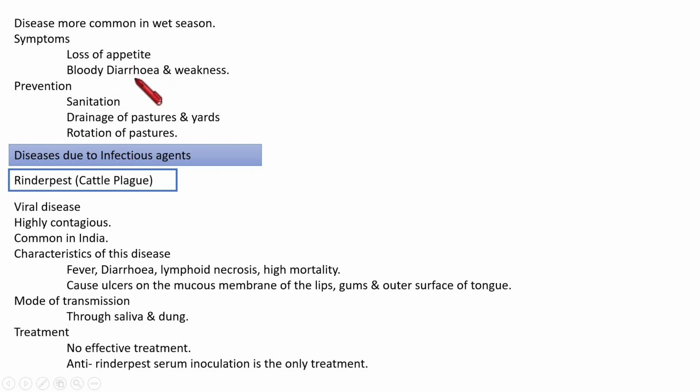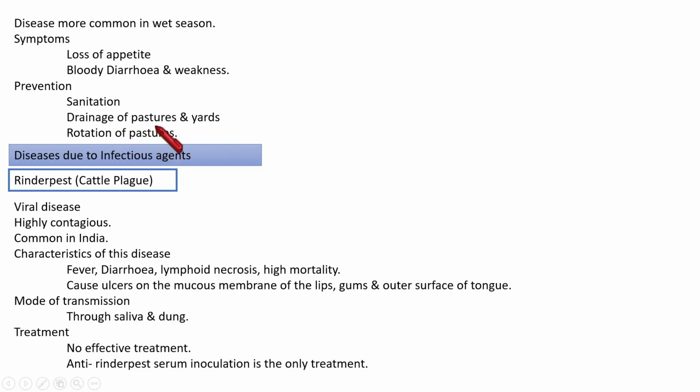Bloody diarrhea. In the case of poultry also we have seen in coccidiosis, bloody diarrhea and weakness. How can we prevent this? Through sanitation. Lack of sanitation is the main thing, so that also we can add along with all diseases. Sanitation. Then proper drainage of pastures and yards.